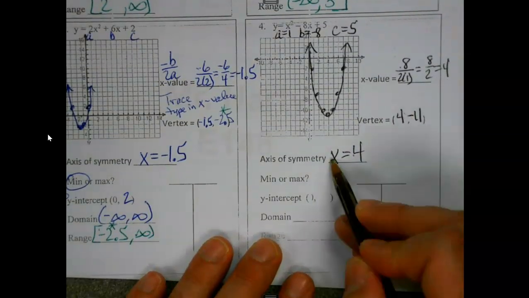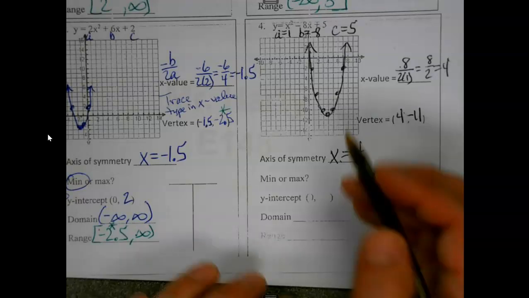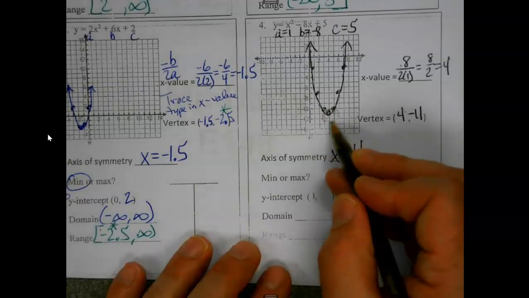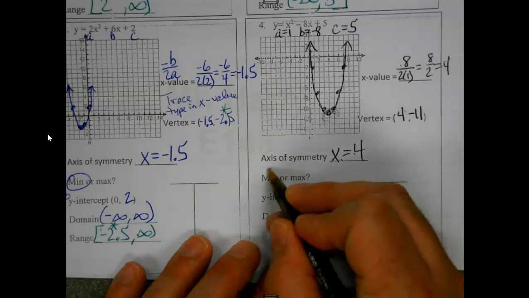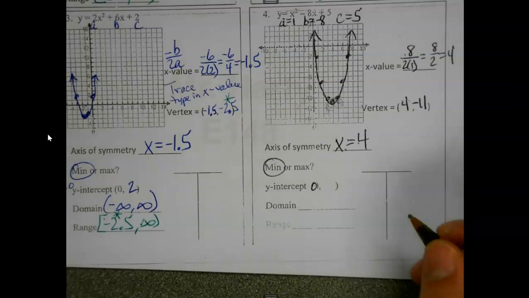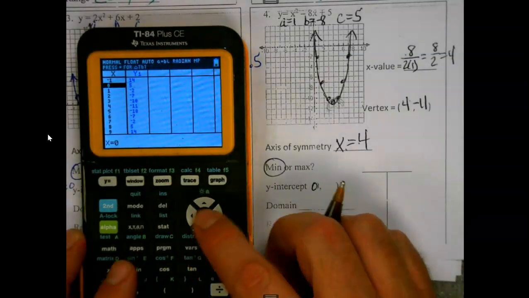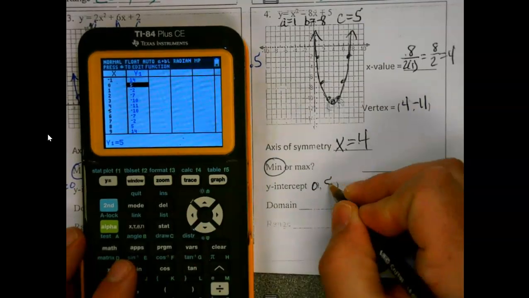Axis of symmetry, just the x value of my vertex. We figured it out there. My vertex is at the bottom. So we got them in. My y-intercept comes straight from the calculator. 0, 5.